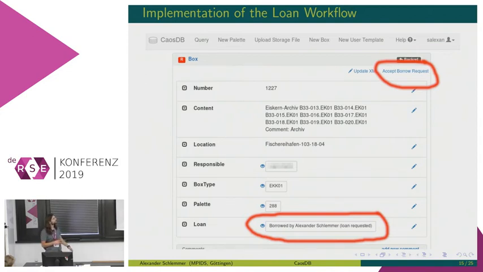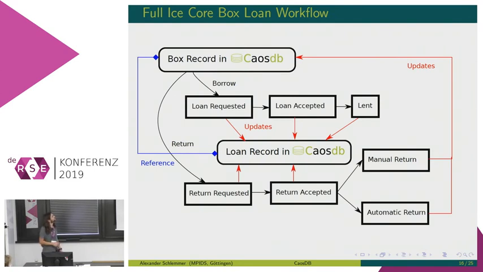And the system will keep track of the changes. So this is what the whole ice core box loan workflow looks like. So we have basically a borrow workflow with an end state lend, and we have another workflow for the return. And there, another challenge came into play.